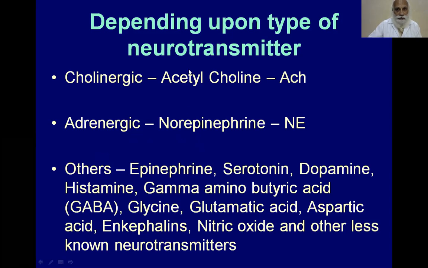So other than acetylcholine, there are epinephrine, serotonin, dopamine, histamine, gamma-aminobutyric acid, glycine, glutamic acid, aspartic acid, nitric oxide, and other less known neurotransmitters. There is a large list of neurotransmitters available, but a lesser number of places where they are active.